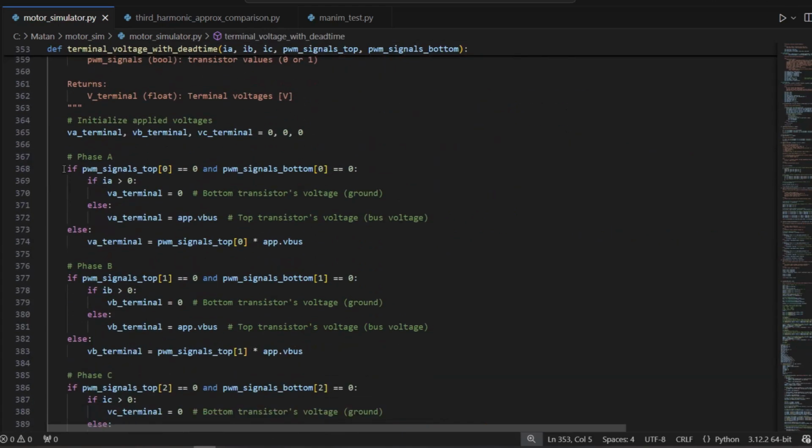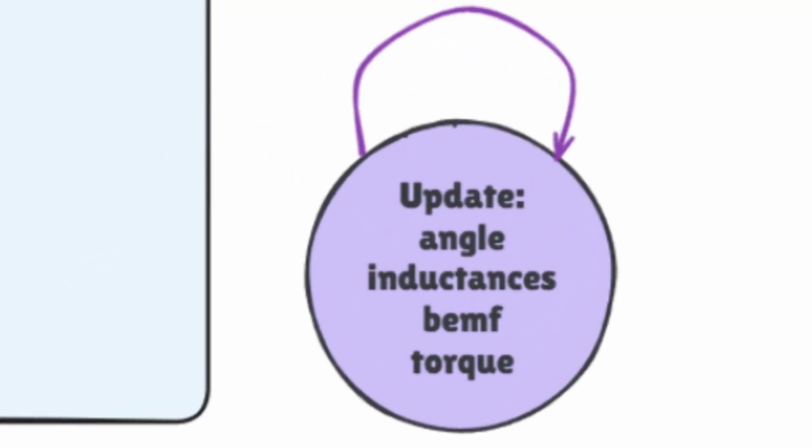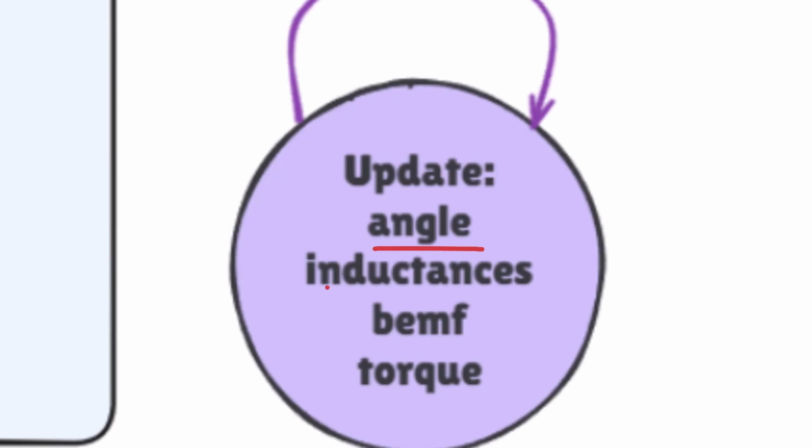In case both transistors are set to low, meaning we're in the dead time period, the phase voltages depend on the current directions and the bus voltage. Otherwise, the phase voltage depends on the transistor value and the bus voltage. Okay, now that we found the terminal voltages, what's left is to update a few parameters. We have the rotor angle, the self and mutual inductances and their time derivatives, the back EMF, and the torque.